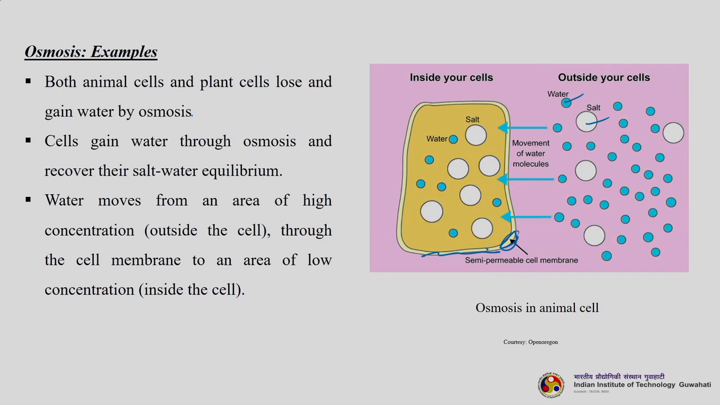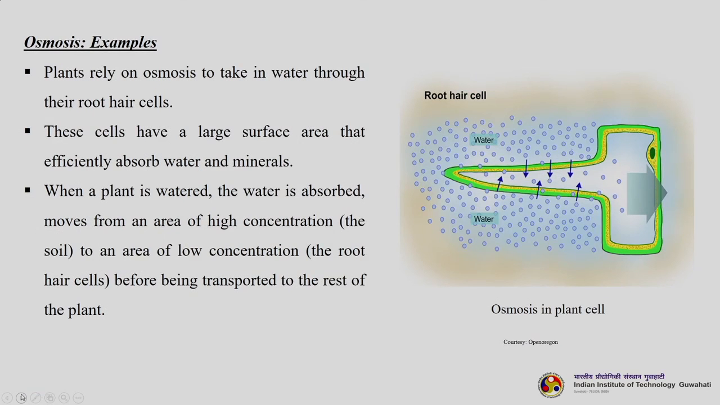So, water moves from an area of high concentration, that is outside the cell, through the cell membrane to an area of low concentration inside the cell. Plants rely on osmosis to take in water through their root hair cells. These cells have a large surface area that efficiently absorbs water and other different types of minerals. So, when a plant is watered, the water is absorbed and moves from an area of high concentration, that is soil, to an area of low concentration, that is the root hair cells, before being transported to the rest of the plant. So, this is how osmosis takes place in root hair cells.